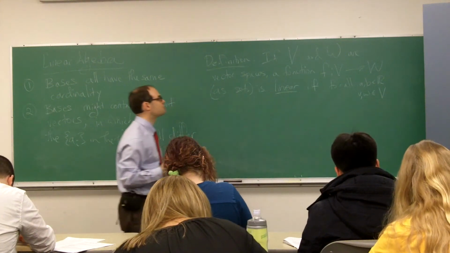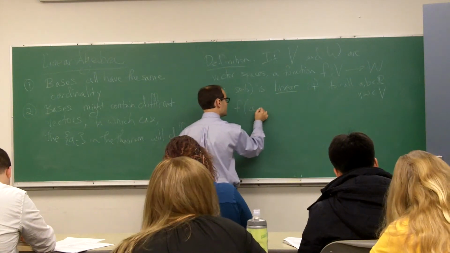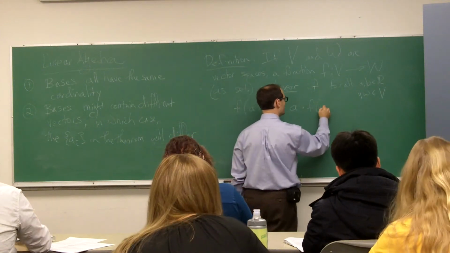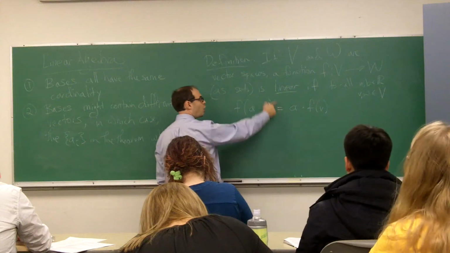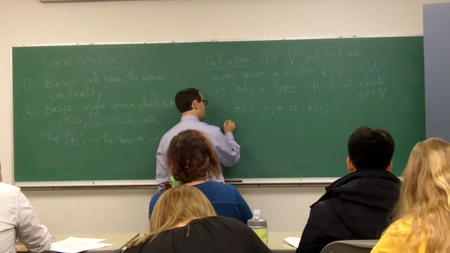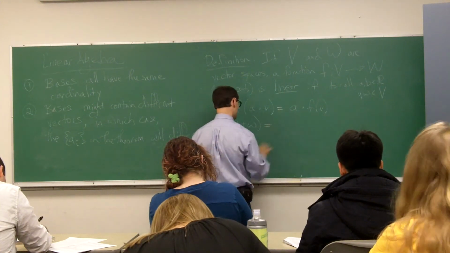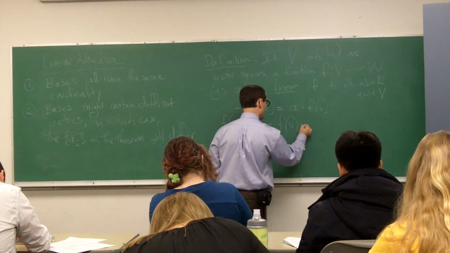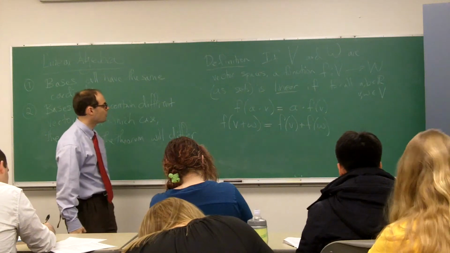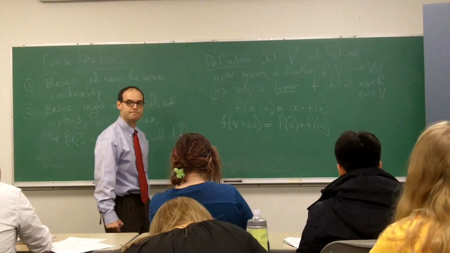So basically f distributes over all the various operations you can think of. f of a times v is equal to a times f of v. Notice this whole thing is in W. This is in W. This is just a real number. And similarly, f of v plus w is equal to f of v plus f of w. And of course, you could encapsulate this in one whole thing that says linear functions preserve linear combinations. It's a nice slogan.